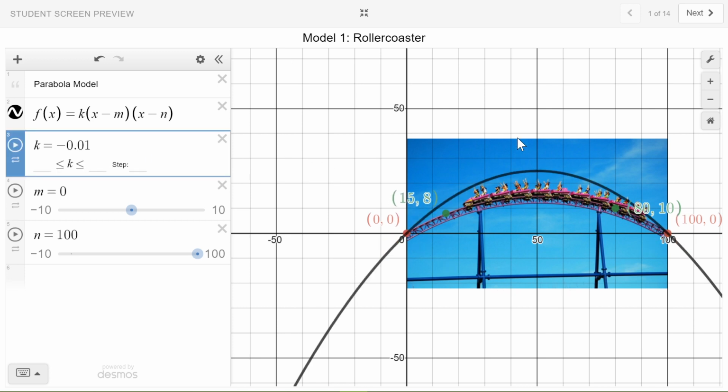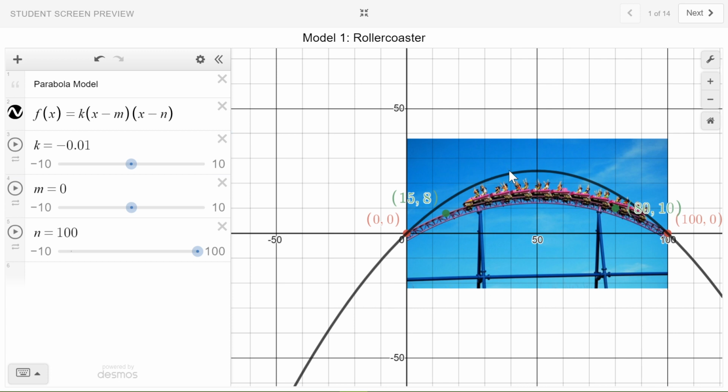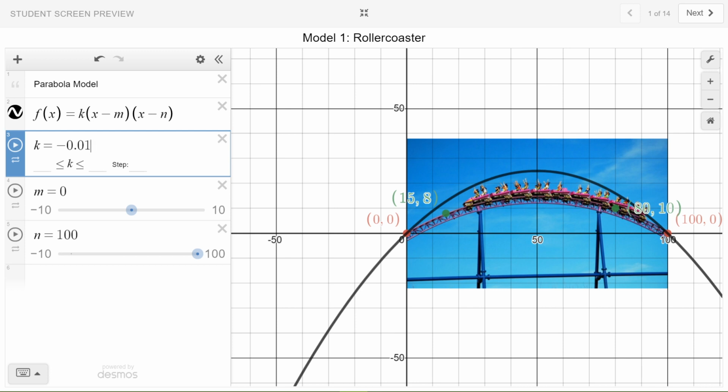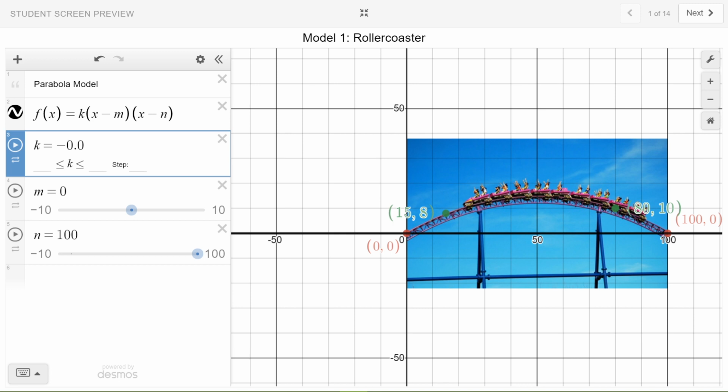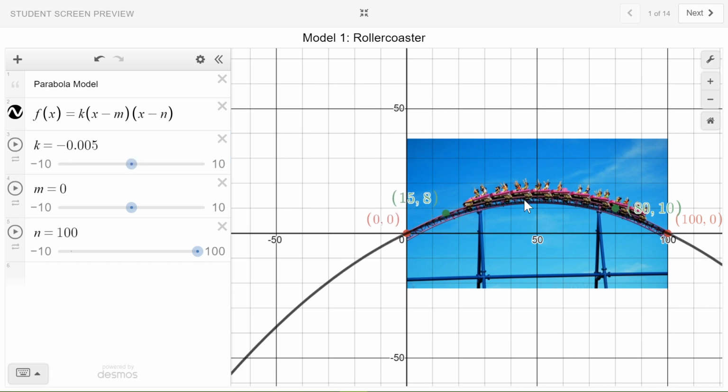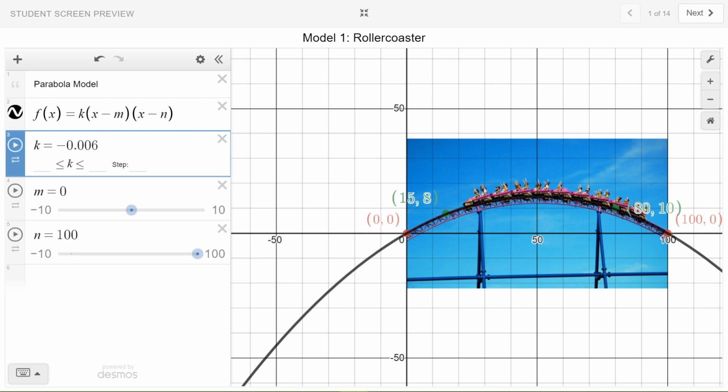And already you can see that I've got a fairly close model. But what I might do is I'm going to just move k, make it a little bit smaller. So I'll make it 0.5. Oh, that looks really good. But it's at the bottom. I want it to go up the top, and so I might make it 0, 6.